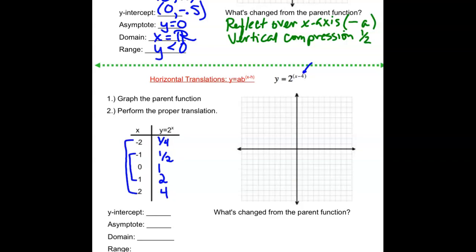Okay? So let's plot the parent function. Negative 2, we are at 1/4. Then we're at 1/2, 1, 2, and 4. Okay? We are going to take those points now and we are going to shift them. Because it's an x minus 4, we are moving to the right 4. Okay? So we're going to take all our points and shift them right 4. So our graph is still approaching that x-axis, but it's just been moved off to the right.